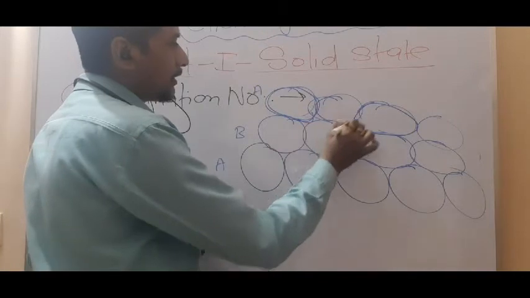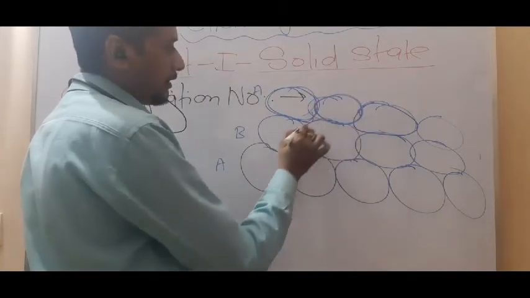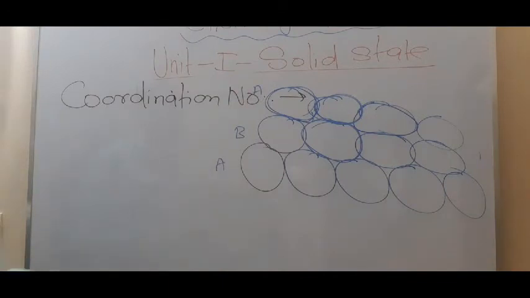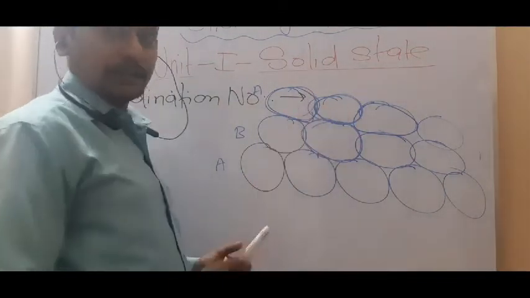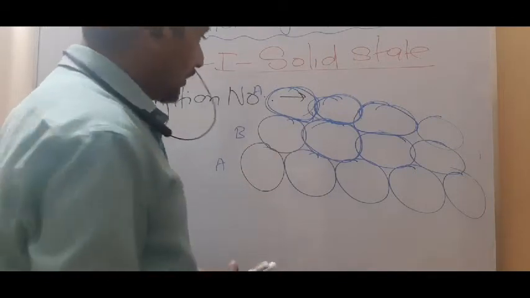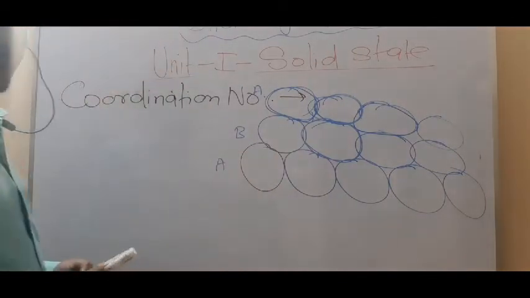What happens here, the central sphere is touched by 6 spheres. Are you getting this point or not? So I told you that this is the hexagonal close pack in 2 dimensions having the coordination number 6. Okay. Now what happens in the 3 dimensions condition?